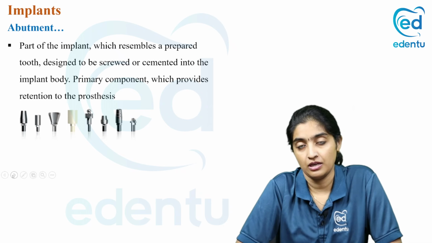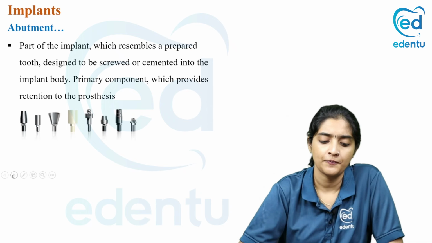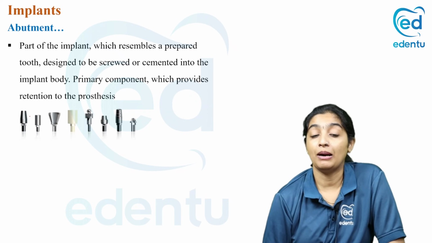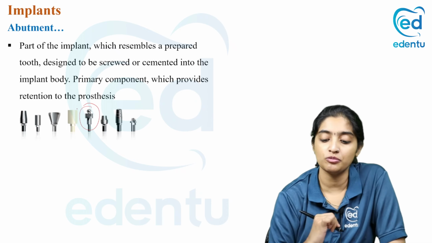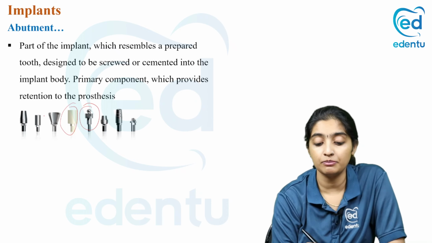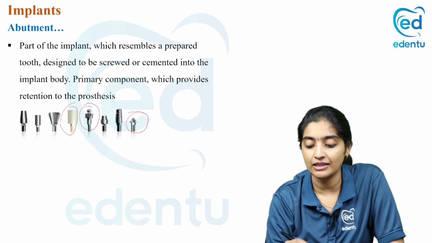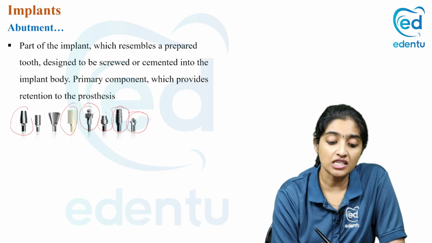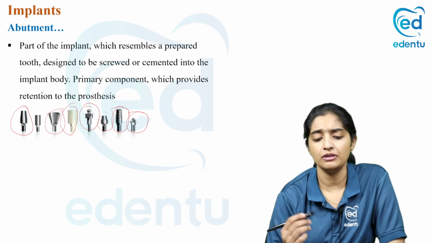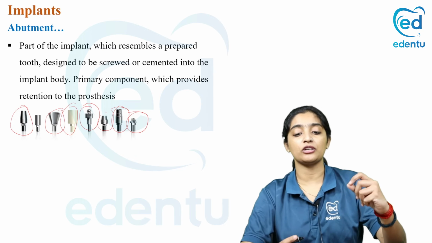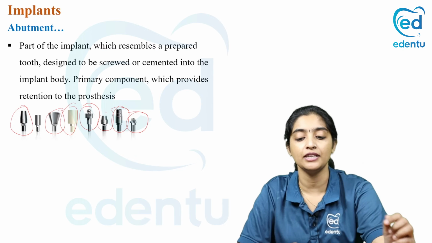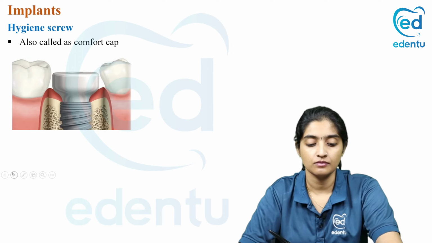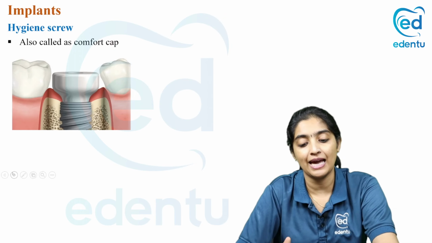Next is abutment. Now, abutments can be of different types. You have solid abutments, hollow abutments, multi-unit abutments, ball attachments, plastic abutments. Okay, all these. This is a multi-unit attachment. This is a cylindrical abutment. This is again a short height cylindrical. This is a solid abutment. Okay, this is of course a healing abutment. So an abutment is basically the part of the implant which resembles a prepared tooth or is designed to be cemented or screwed into the implant body. So this is again a hygiene cap, also called a comfort cap.